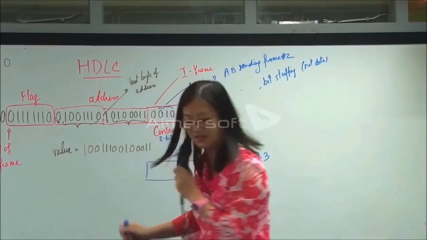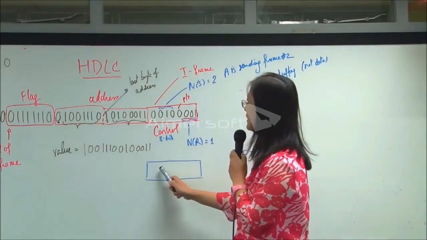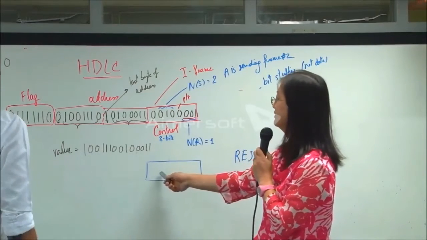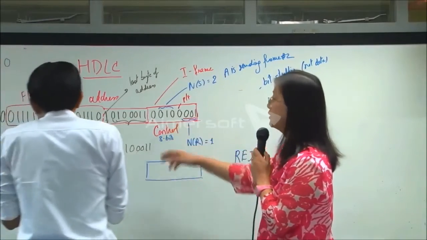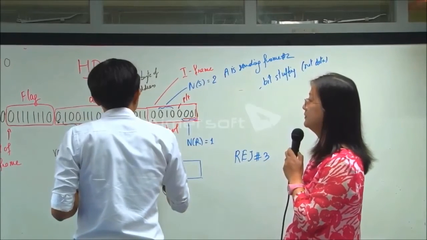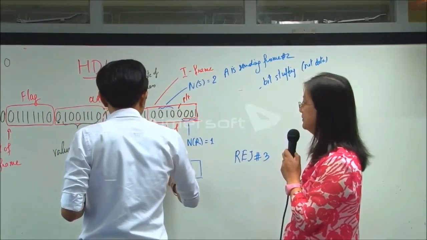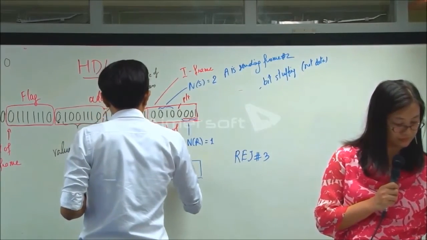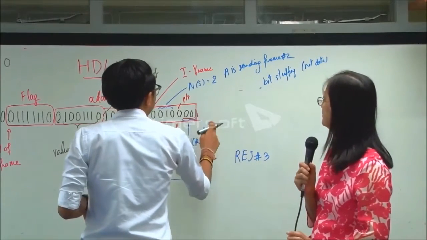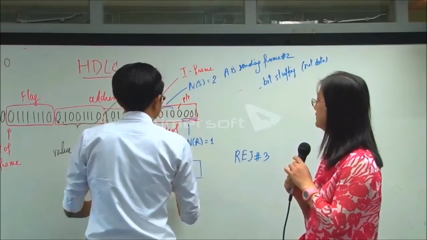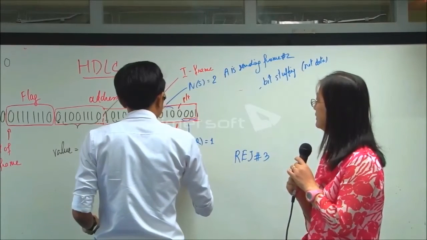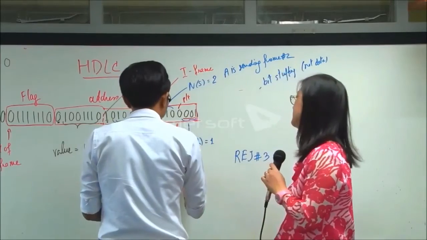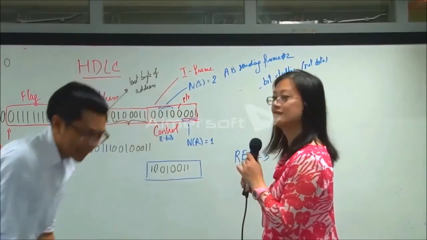Narawit, please write selective reject number 3 here. In the control field, start with what? Supervisory. Start with 1, 0. Yes. Poll final is 0. Reject, 1, 0, 0, 1, 0. Okay, 3. Okay, that's it. Thank you. That's correct.